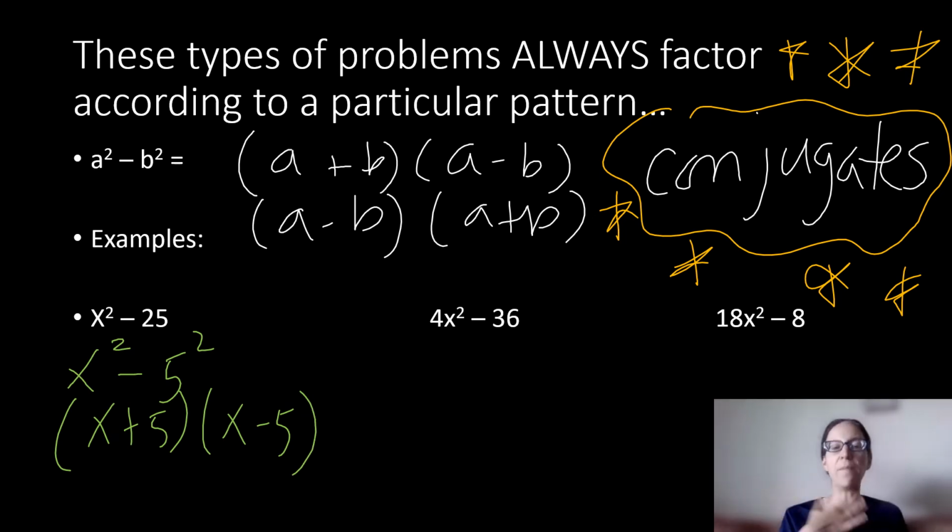And most of the time, I would not write that. I would just look at that and say, okay, x squared minus 25, that's difference of squares. It's going to factor into conjugates, x plus 5, x minus 5. In fact, my brain doesn't even do that much. Okay, I just factor it.